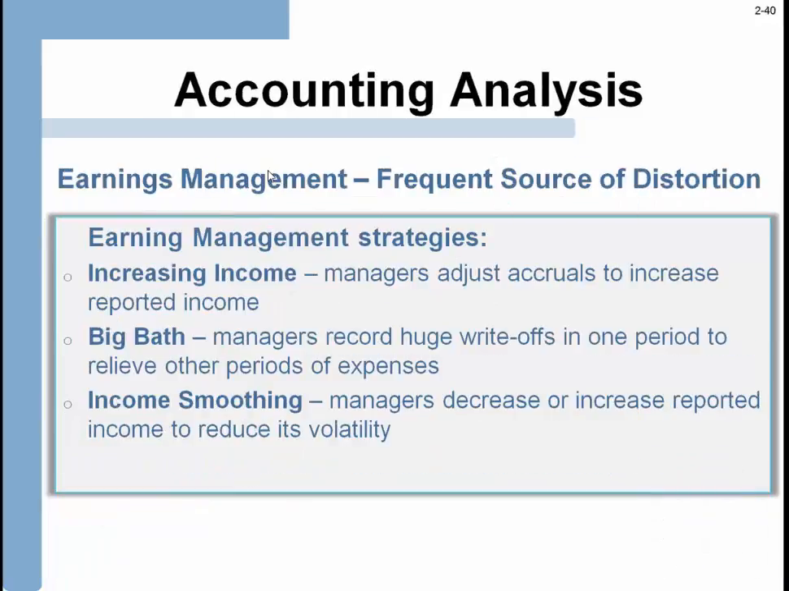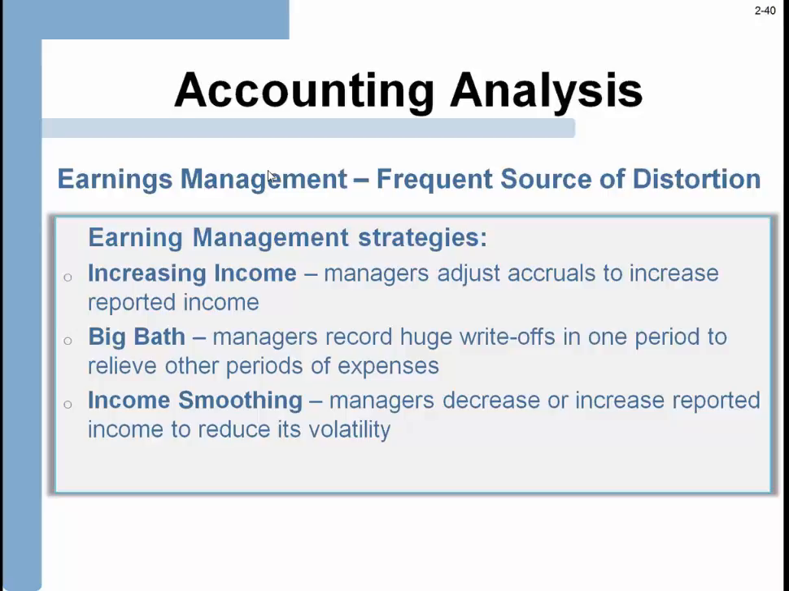So here's some of the stuff that they do. Earnings management strategies, increasing income. They adjust accruals to increase reported income. So they might say that they want to have more credits on their balance sheet, or vice versa, they want to have less credits on their balance sheet. So some places you might look at that, allowance for doubtful accounts might be a prime example where they might estimate some of those accruals. And how are you going to find this? You have to look in the notes of the financial statements.